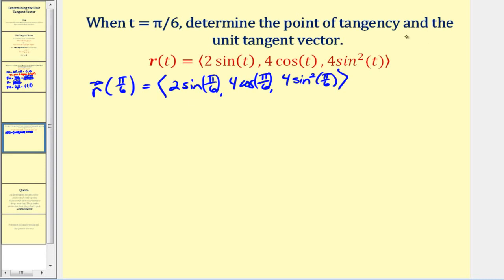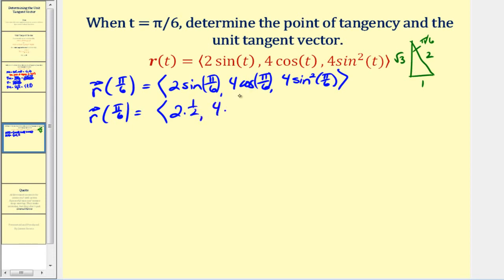Let's go and sketch the reference triangle just to review. Pi over 6 would be 30 degrees. So here's the angle that would be pi over 6, and this would be 1, 2, and square root of 3. For the x component, we'll have 2 times sine of pi over 6, which would be 1/2.